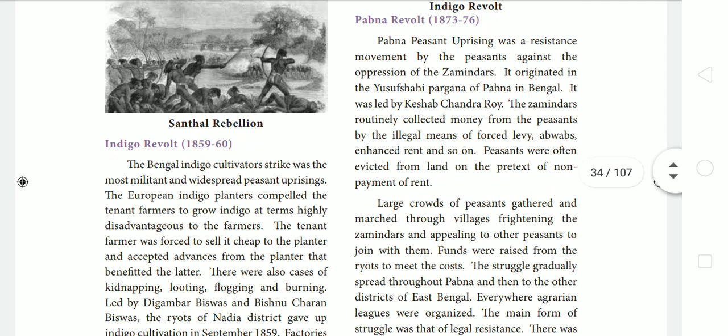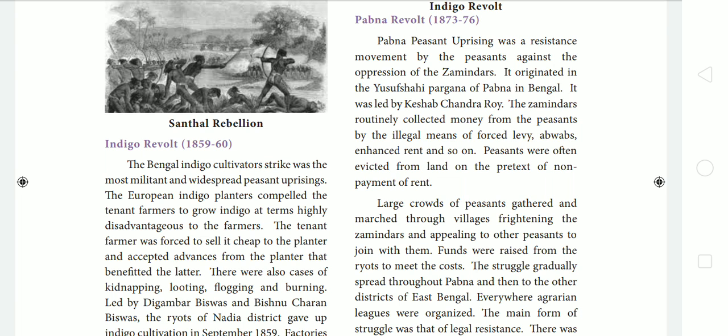The next revolt is the Pabna revolt. It took place in the year 1873 and it came to an end in 1876. For 3 years this revolt took place. Okay. So the Pabna uprising was a resistance movement by the peasants against the oppression of the zamindars. It originated in Yusufshahi Paragna of Pabna in Bengal.